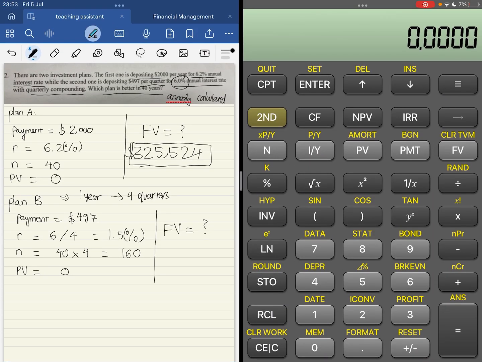How about plan B? Similar thing. First is the number of periods, 160, and the interest rate is 1.5. So we press 1.5 I/Y. 0 is the present value. And the payment is $497. Compute future value. The answer is 325,649 USD.